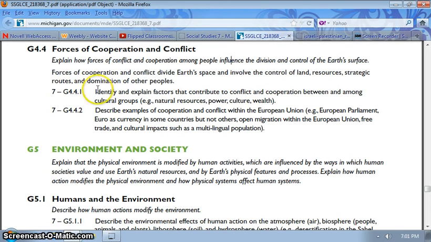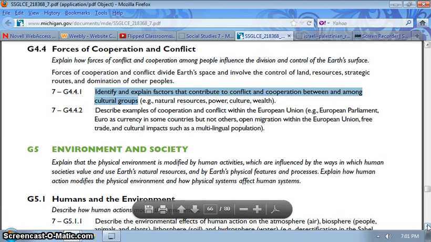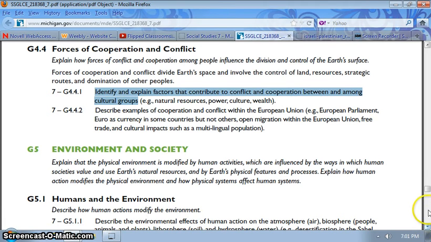that students are able to identify and explain factors that contribute to the conflict and cooperation between and among cultural groups. So, of course, we're talking about the conflict between the Israelis and the Palestinians, between the Israeli Jews and the Palestinian Arabs that live in the region.